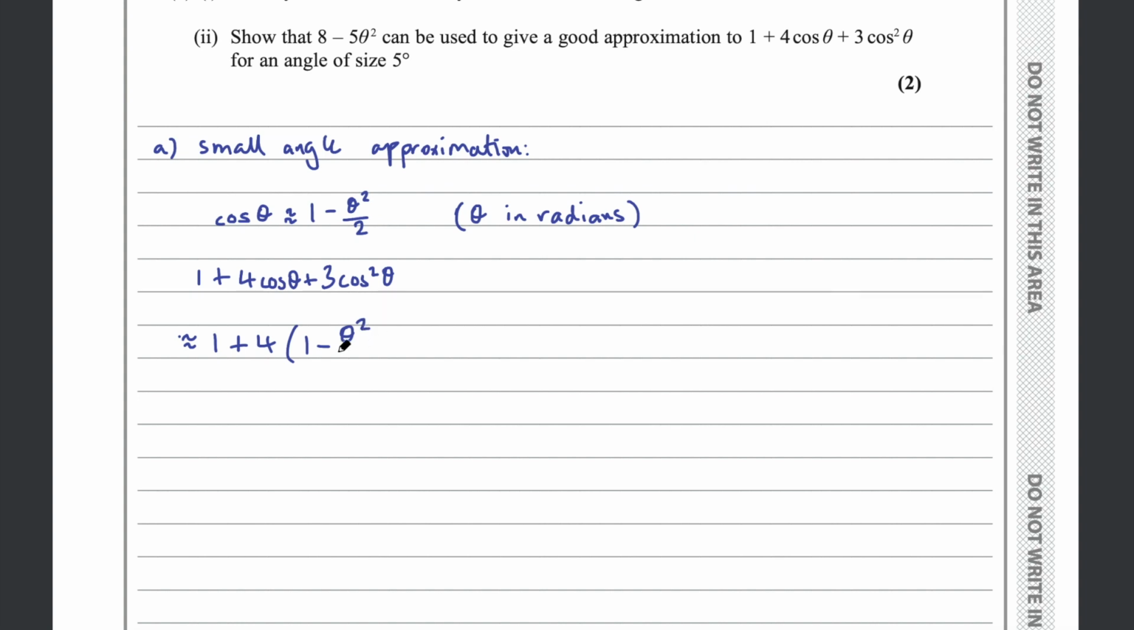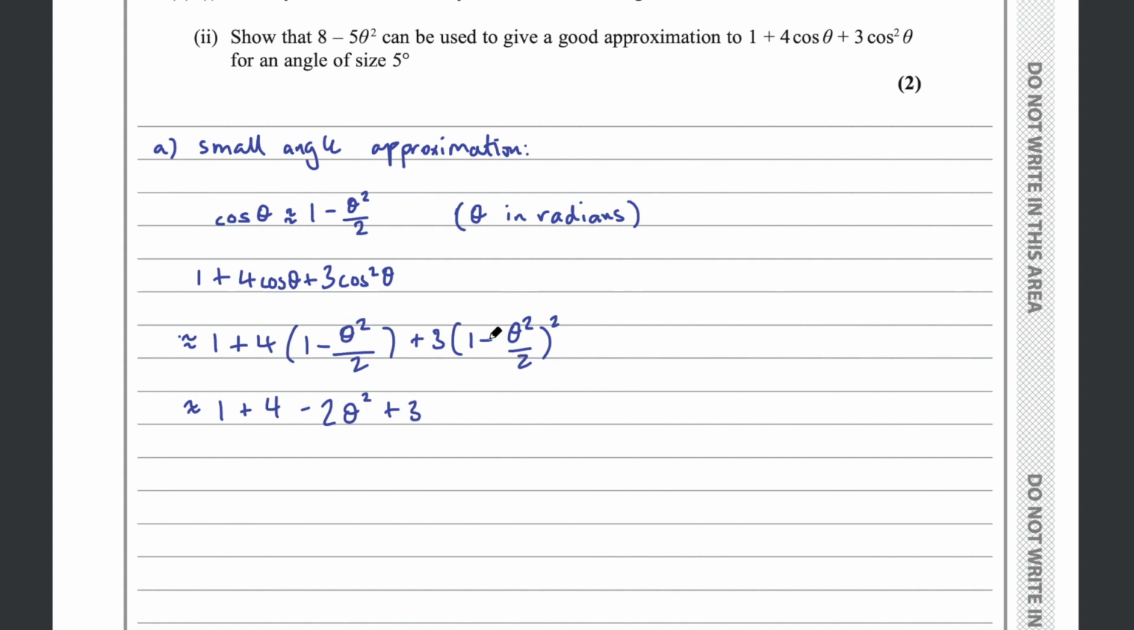So substitute that in, and then we have plus 3 multiplied by cosine squared theta, and now we're going to take this small angle approximation and square it. So this will be 1 take theta squared on 2 all squared. Next, we can start simplifying this. So expand these brackets out. 4 times 1 is 4. 4 times theta squared on 2. Well, 4 divided by 2 is 2, so this will be negative 2 theta squared.